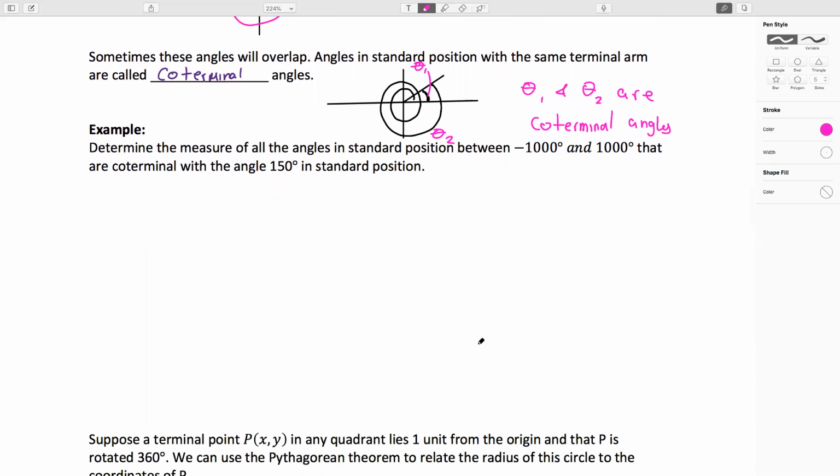Determine the measure of all angles in standard position between minus 1,000 and positive 1,000 that are coterminal with 150. So this seems like quite a daunting question, but it's actually pretty straightforward. We have an angle that is 150, so if we draw it, it's going to appear over here somewhere.